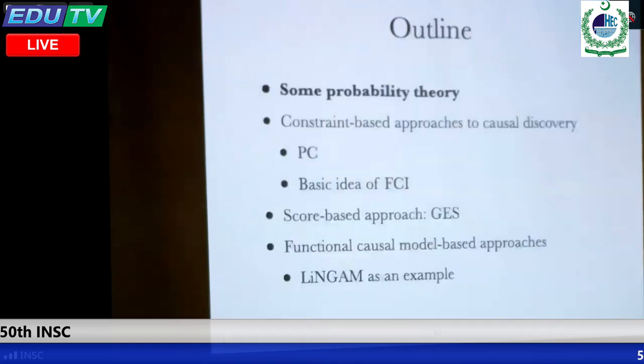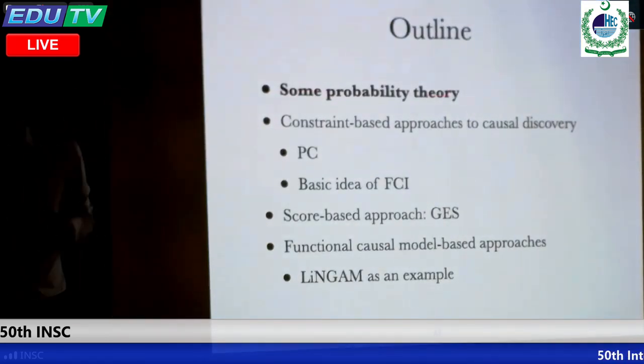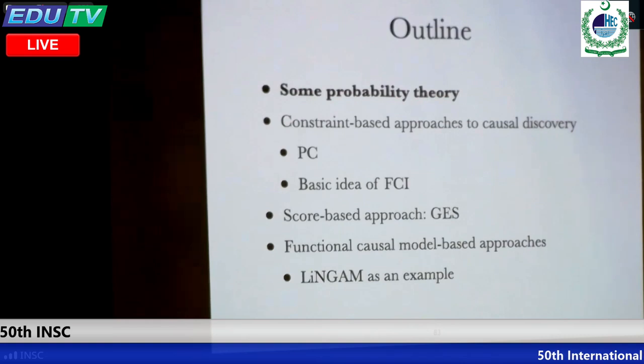Okay? So, maybe I have to skip this part because let me see. Okay, I will skip the first part, the probability theory. Why? Because in this part, I just want to explain one thing. I will just give a message.